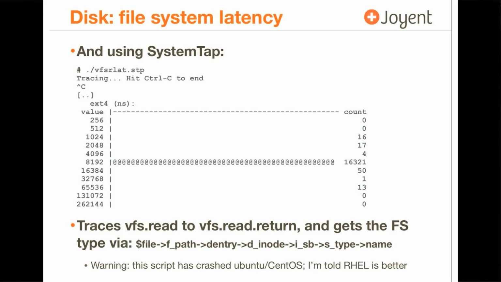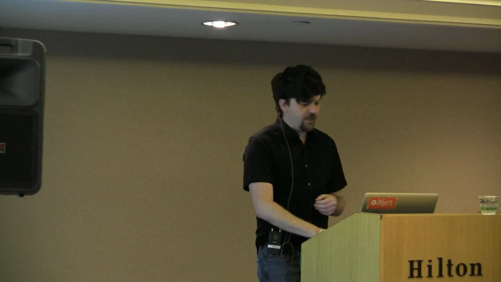from vfs_read to vfs_read return, and I got the file system type, just dug it out of the kernel. And so that's showing ext4 latency, which is actually what's affecting your application, not what the disks are doing. What the disks are doing can affect the application. You can get strong correlations. But here, as I went through all those reasons why that may not work so well.